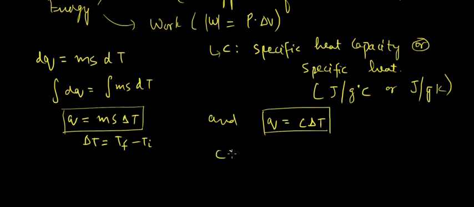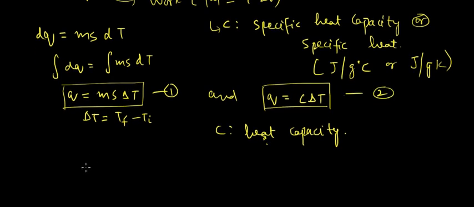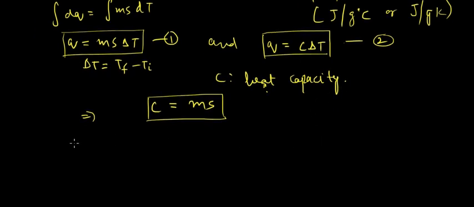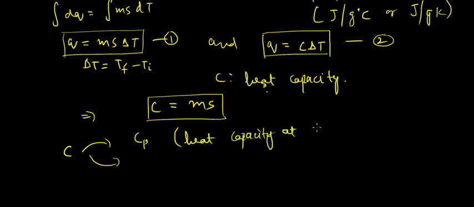Now we know that c is heat capacity, and that would be equal to q equals to ms. So as q equals ms delta t from the first equation and q equals c delta t from the second equation, this implies that c, which is heat capacity, is equal to ms. Okay, so c can also take two forms, which is cp, which is nothing but heat capacity at constant pressure.